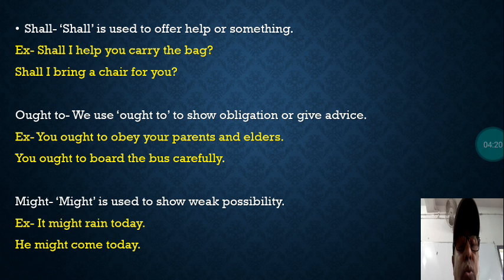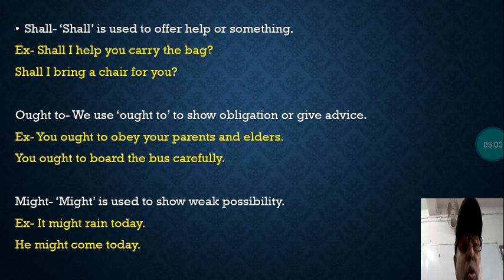Ought to. We use ought to show obligation or give advice. When you want to give suggestion or advice, or you want to show obligation, you use ought to. You ought to obey your parents and elders. Here it is showing obligation through ought to. As you are showing, you should obey your parents and elders. Like that, in place of should is ought to.